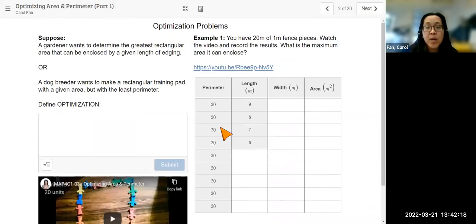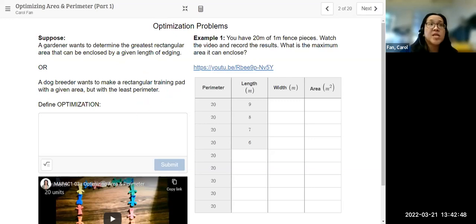Now, when we talk about optimizing, we are talking about questions like this. So suppose we have a gardener who wants to determine the largest or the greatest rectangular area that can be enclosed by a given length of edging. Or another type of question where it says a dog breeder wants to make a rectangular training pad with a given area, but with the smallest perimeter.